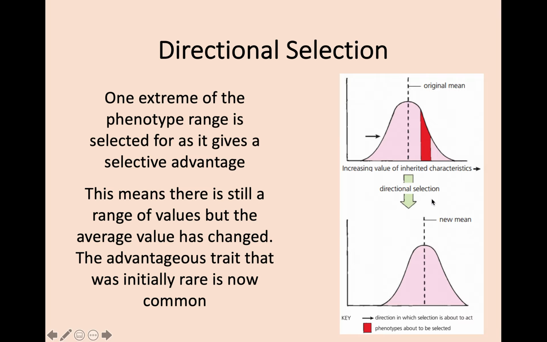So there's still a range of values once directional selection has taken place, but the mean has shifted over, it's moved in one direction. So the advantageous trait that was initially quite rare is now more common, because if you have that trait, you're going to survive, you're going to pass on your genetics, which have that advantageous gene attached.